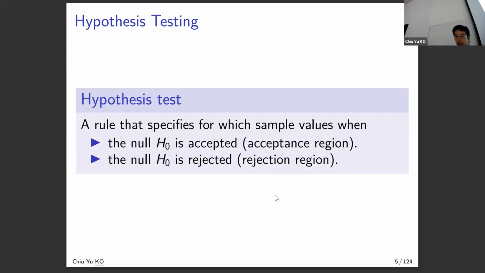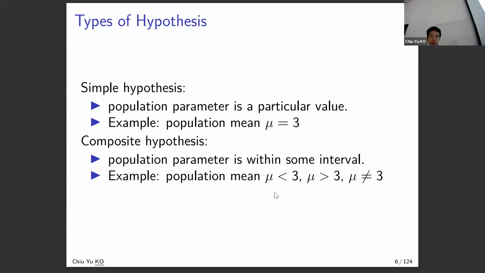What do we mean by hypothesis testing? You pre-specify, before you collect the sample, what the scenarios are that support the null and what are not. That is the way you specify it.